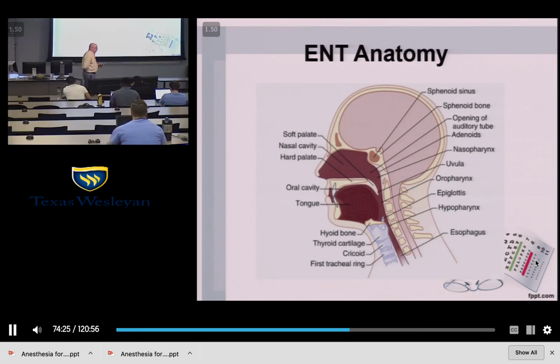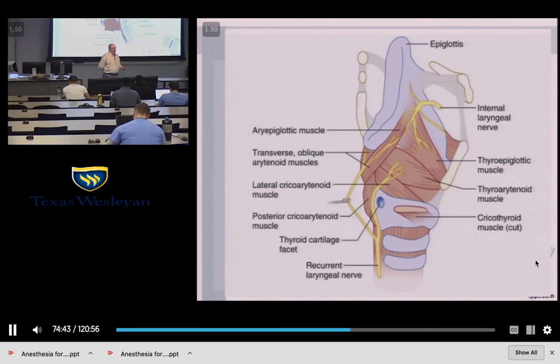For ENT anatomy, I am not going to ask you any questions from this slide. There's not going to be a picture on your test to say, tell me what this is. That's not important right now, all right? What is important is you understand what you're going to be doing and things to consider when you're doing ENT anesthesia. Again, this is just a look at anatomy of the airway. That's nice to get reacquainted with every now and again, all right?